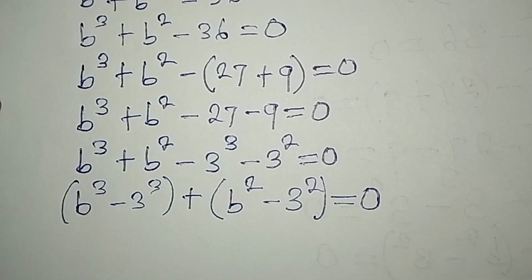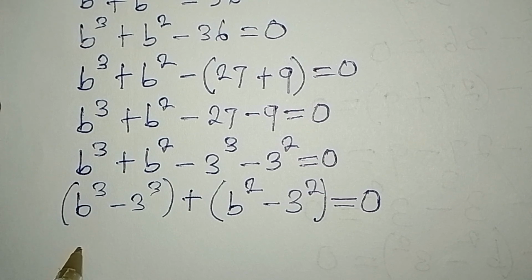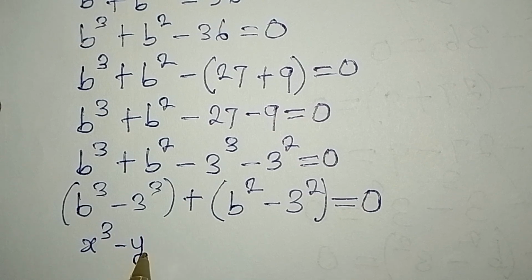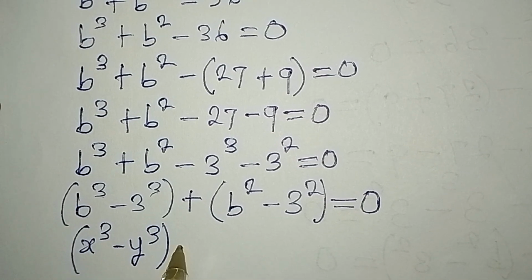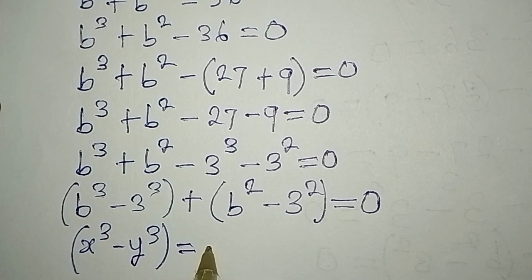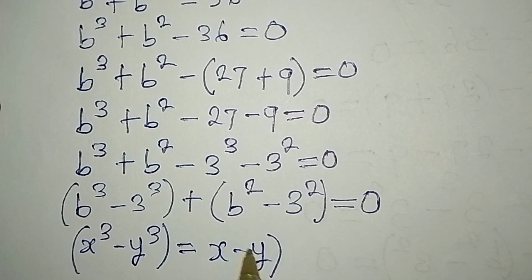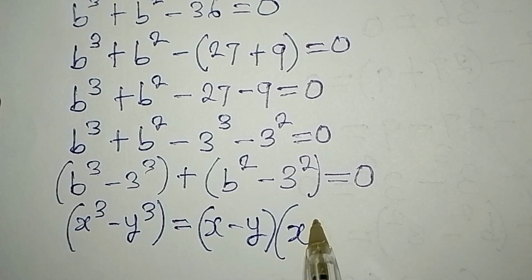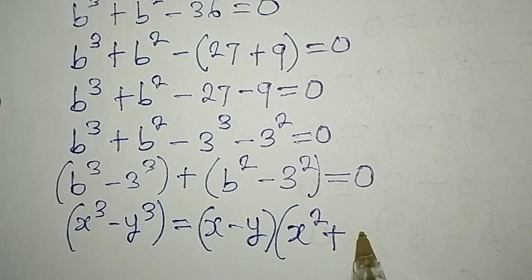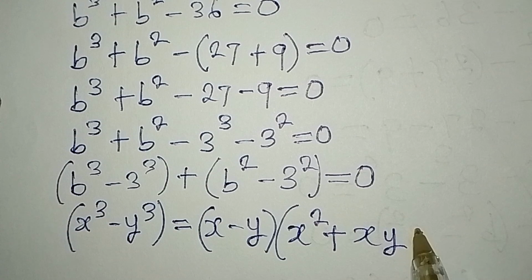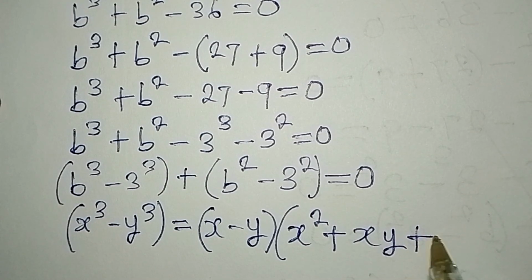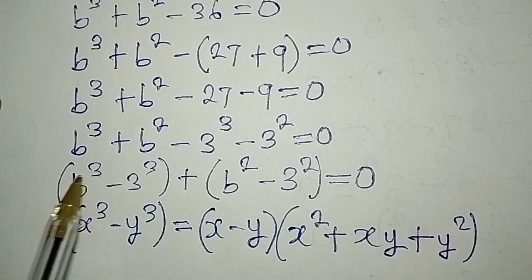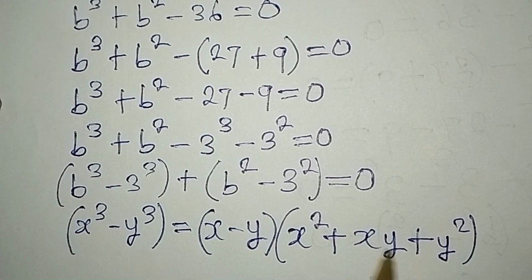But then in this case, if you have x to the power of 3 minus y to the power of 3, this will be the same thing as x minus y in the bracket. Then open another bracket for x squared plus xy plus y squared. Okay, so this is all we have. So from this, we're going to have something in this form.